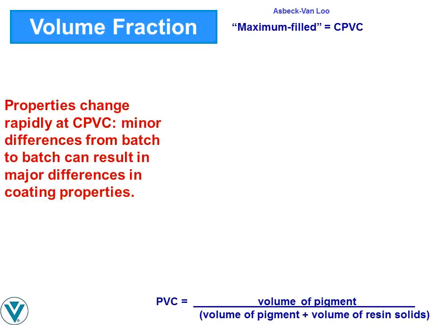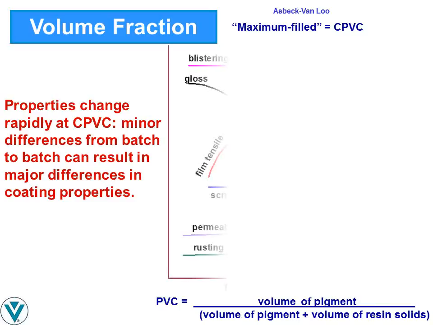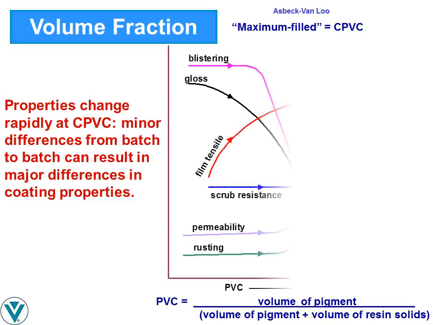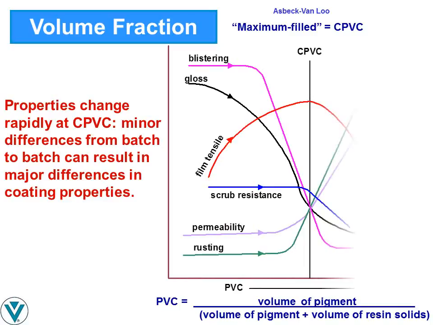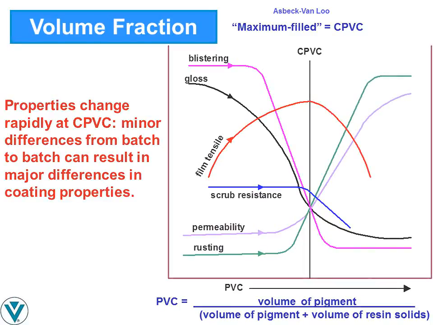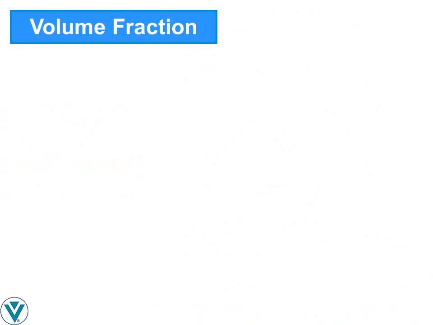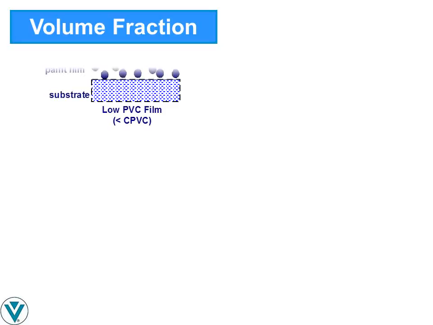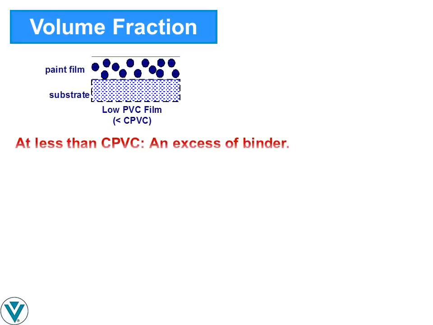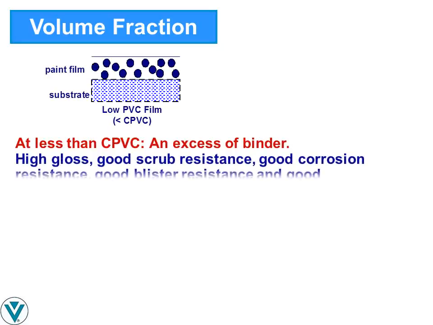In coatings, a maximum filled matrix occurs at the critical pigment volume concentration, or CPVC. Film properties change markedly near the CPVC. At volume fractions less than the CPVC, the coating film contains more binder than pigments and minerals. This is generally favorable for gloss, adhesion, and resistance to abrasion, corrosion, and blistering.